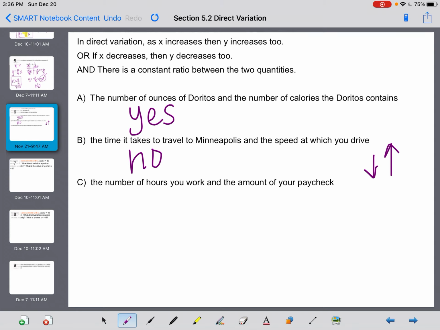And letter C, the number of hours you work and the amount of your paycheck. If the number of hours you work goes up, the amount of your paycheck will also go up. So that one is also a yes.